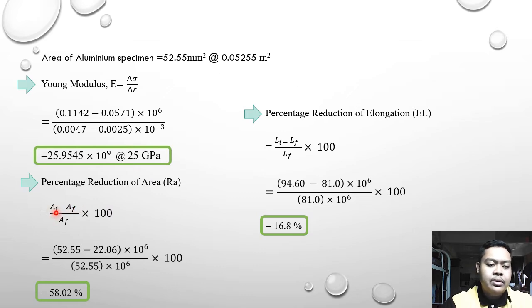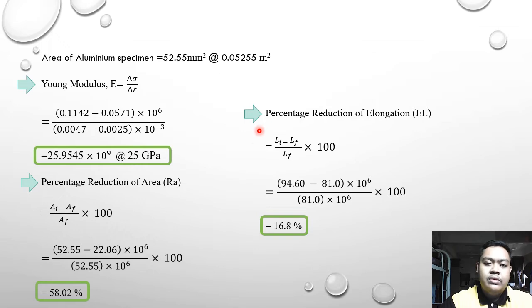This is the area of our aluminium specimen. From this we insert into this. This is what we call the area of the specimen after test, and this is before. This is initial, after, before, after. Then we get the answer after inserting the values. We get 58.02%.